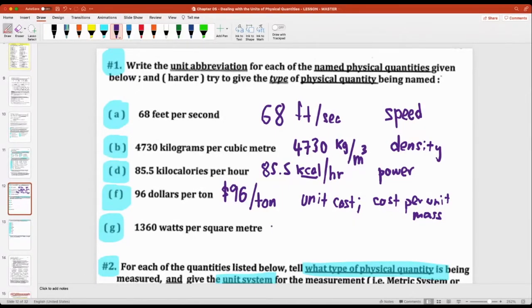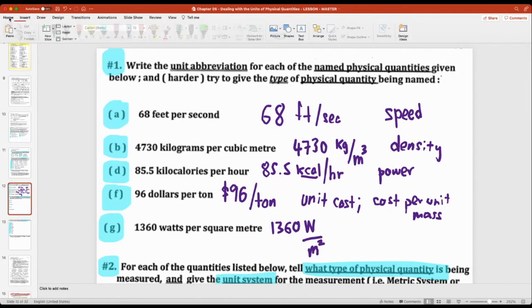Okay, how about the last one here? 1360 watts per square meter. That's perfect, Oakley. Now, if I use my drawing stylus to write that down, I'm going to take forever, so I'll type that. I like what you said. So I'm going to say here, power per unit or per square meter.